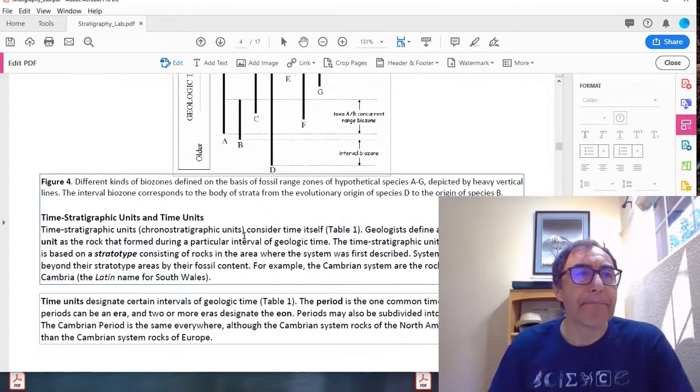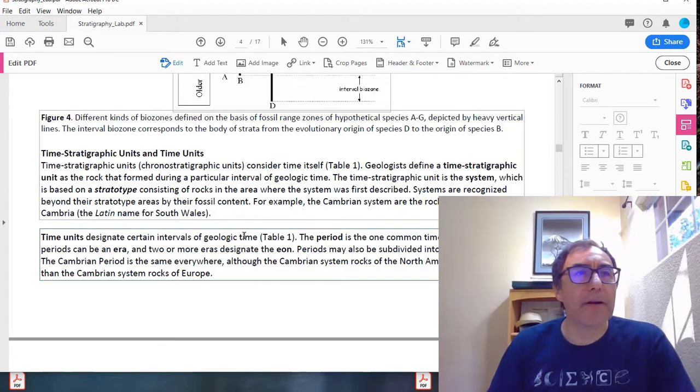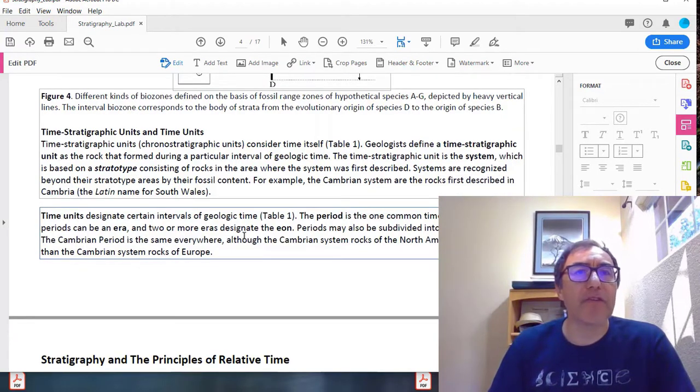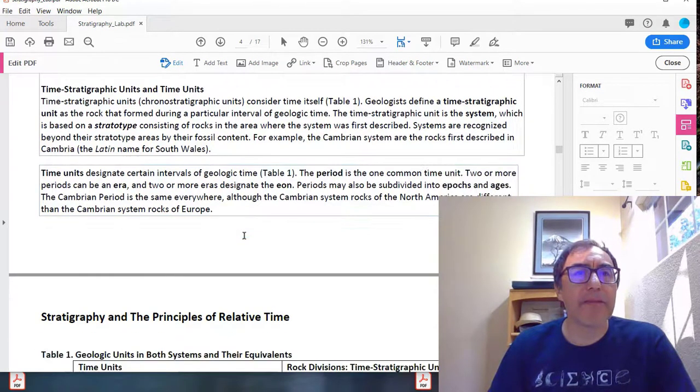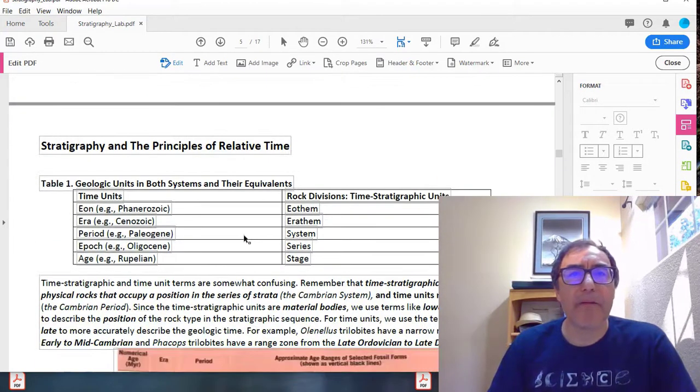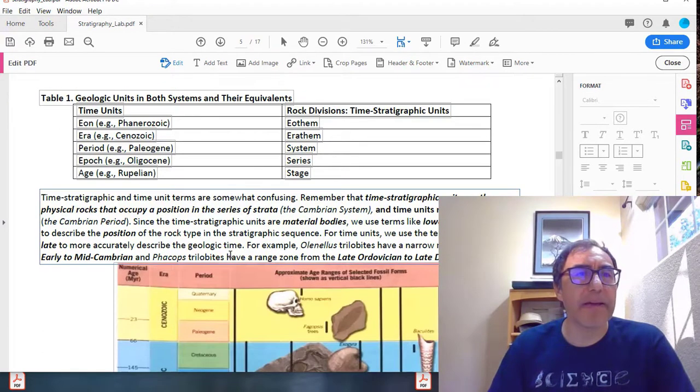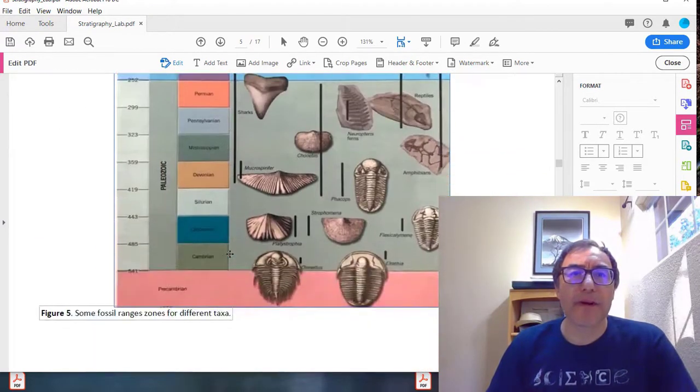All right, so as we go along here, looking at the time stratigraphic units, read about these time units and then how we divide the rock divisions versus these time units. You can read about that. Yeah, again, here we're looking at more of the terminology and another picture or figure showing the range zones of each taxon or species, right?